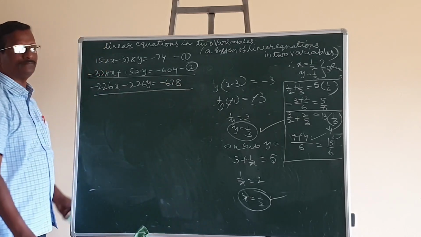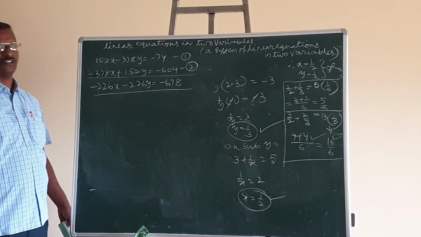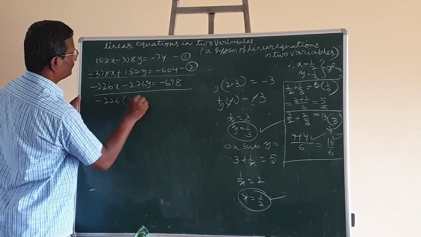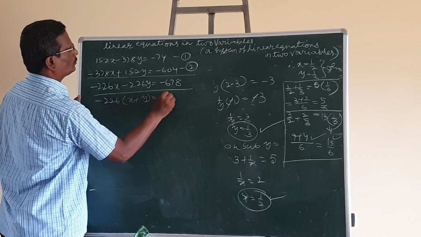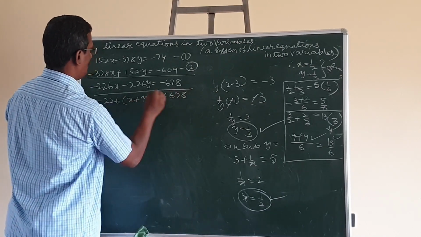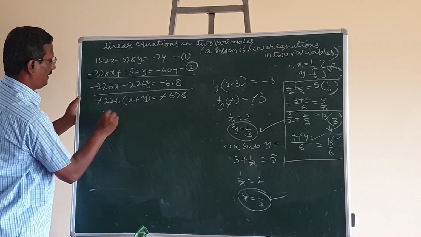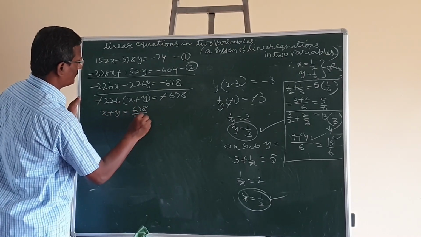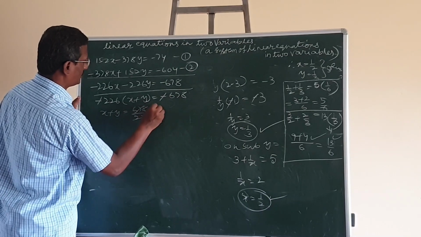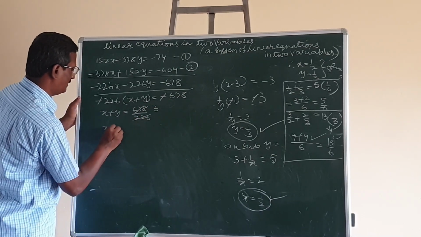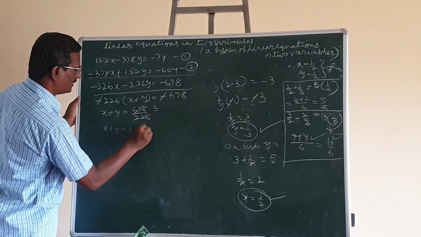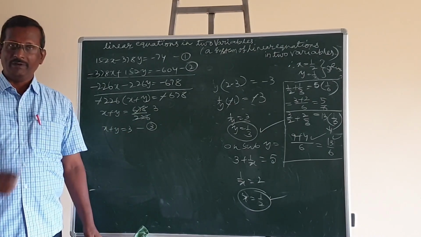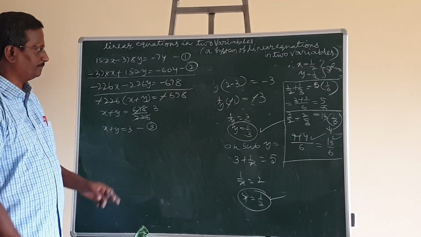If you see this, there is a common factor for us to cancel. So minus 226 into x plus y is equal to minus 678. The minus sign cancelling, x plus y is equal to 678 upon 226. It is exactly 3 times. So x plus y is equal to 3. It is equation 3. From equations 1 and 2, we have successfully got equation 3.